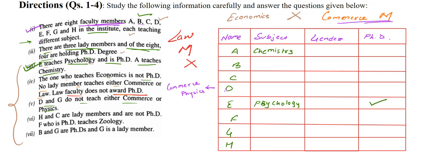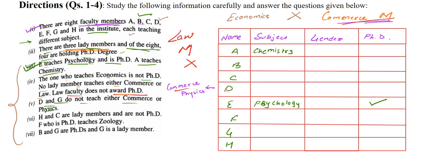But this is a wrong concept. We don't know whether D is a male or a female, because we have been told that commerce is taught by a male and commerce is not taught by D. But it can happen that D is a male and he does not teach commerce. And it can also happen that D is a female, so there is no point of teaching commerce. But D can be a male because we have a total of 5 males. You can see we have 3 lady members, which means we have 5 gents. So D can be a gent who is not teaching commerce. So we cannot say that D is a female.